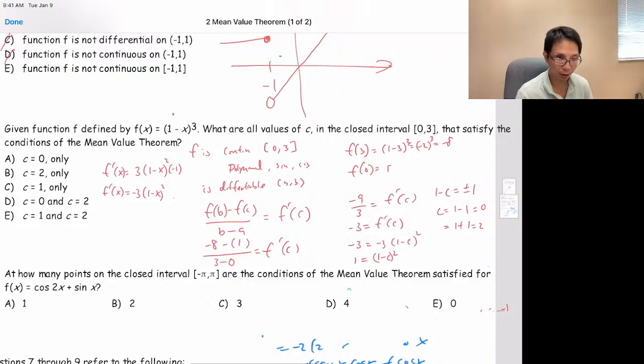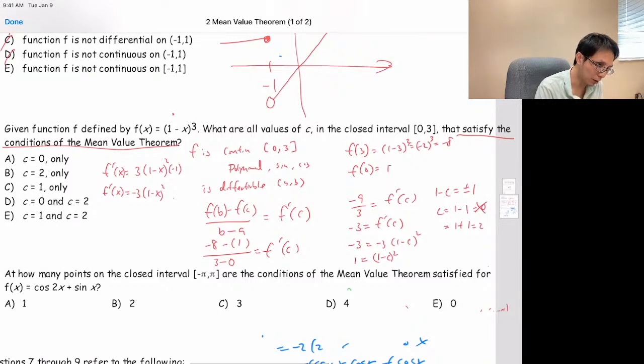That means at 2 you're going to have the same slope as the secant line, and also at 0. But the problem is only one satisfies the condition of the mean value theorem. Something at an endpoint is not satisfied, so 0 is not satisfied, only 2 is satisfied. So the answer is B only. Those are the things I think a student has got to be able to do. So this is the idea of the mean value theorem.